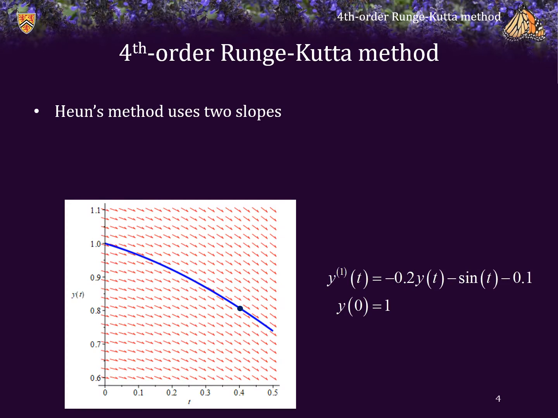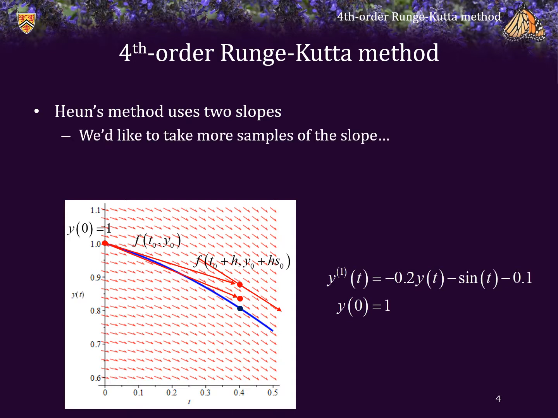Now you'll recall that Heun's method used two slopes. So starting at the initial point, we follow that slope out a distance h. That's our first approximation. We calculate the slope at that point, and then we take the average of the two slopes and follow the average slope out a distance h. Just like with Simpson's rule, we'd like to take a few more samples of the slope across that interval.